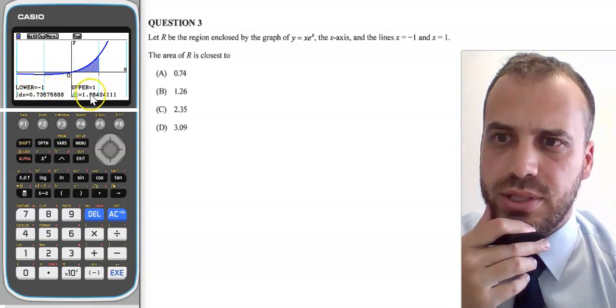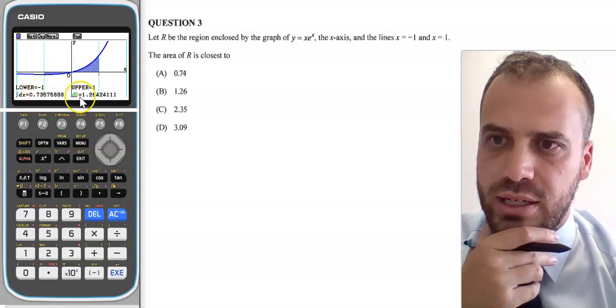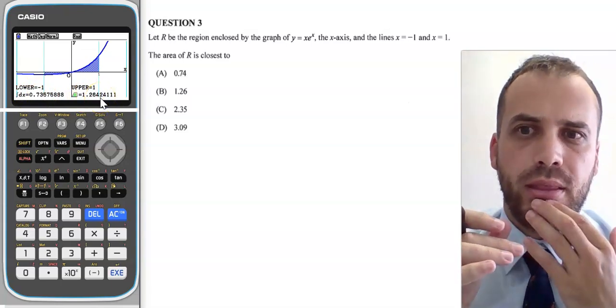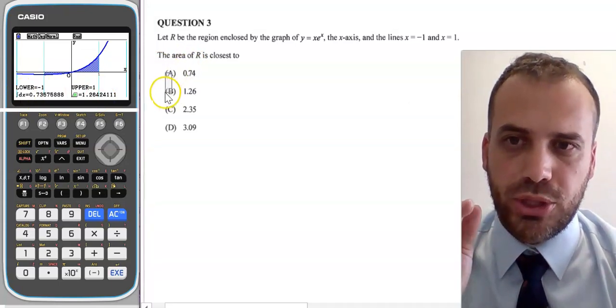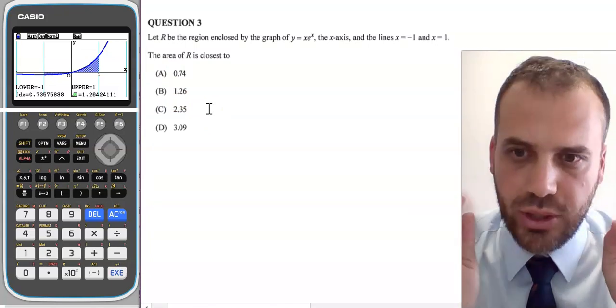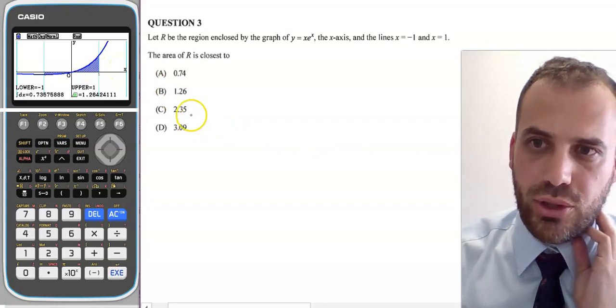Now look at these numbers. It gives me an answer of 0.7357 and another answer of 1.26424. Both of those answers appear as option A and option B. So my calculator is leading me astray here. I've really got to think. I'm being asked to find the area enclosed.